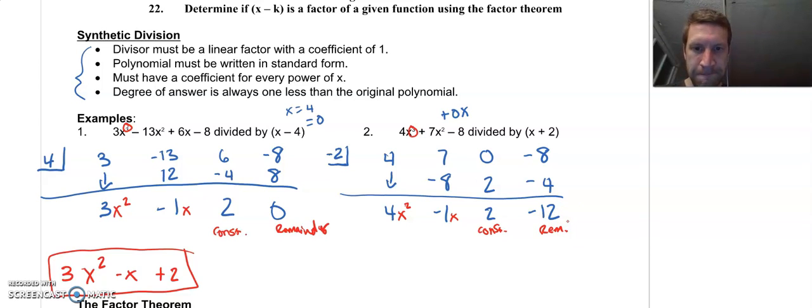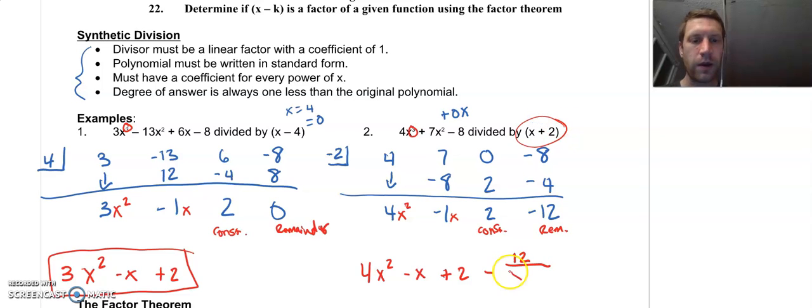So we say that this equals 4x squared minus x plus 2, and then a remainder of -12. So we subtract 12 over what we were dividing by.